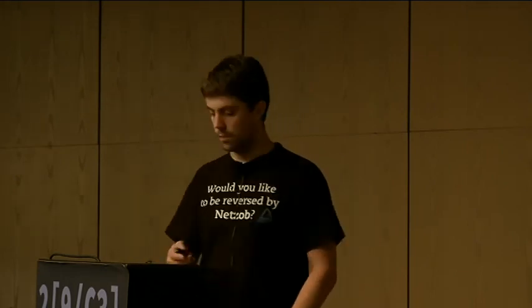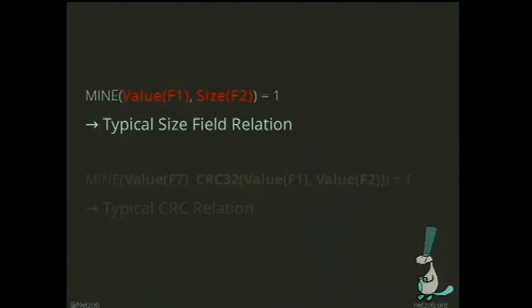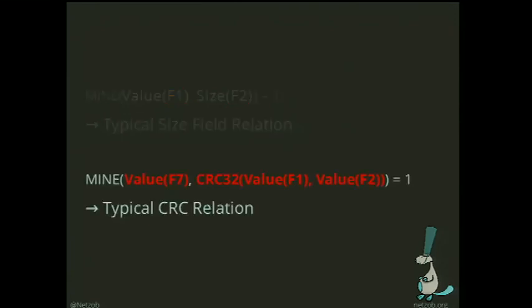Two simple examples. We compute the mean of the value of the first field with the size of the second field. The score is 1, the maximum. It means it's a size field. Okay? It's quite simple. Another typical relation is the CRC relation.